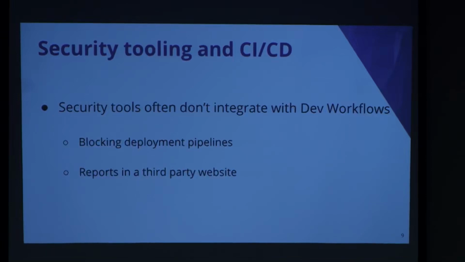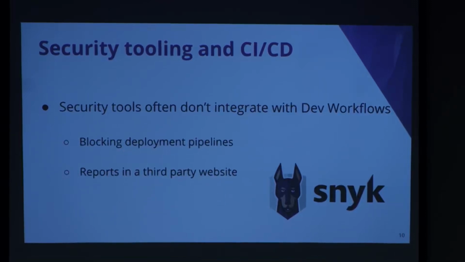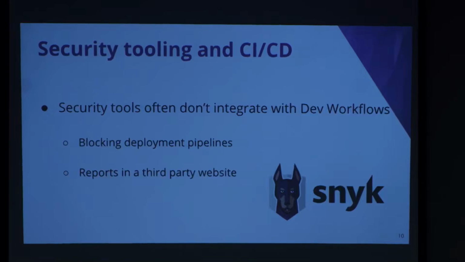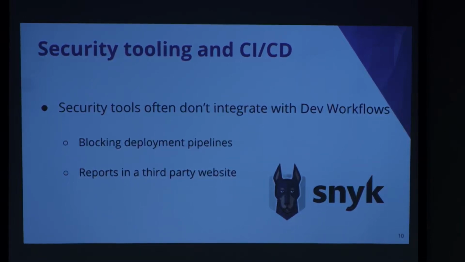An example of such a tool is Snyk, which we use at Datadog. Snyk is great. It gives you insight into the vulnerabilities of the dependencies that you use in your code. But the way it integrates with CI/CD is that it will block the pipeline if there's a vulnerability. Otherwise, if you only say block on certain priorities, it will show that everything is fine, and your developers might not even know that there are low or medium issues surfacing. And also, the reports are on a third-party website. So we wanted to make it a bit better.